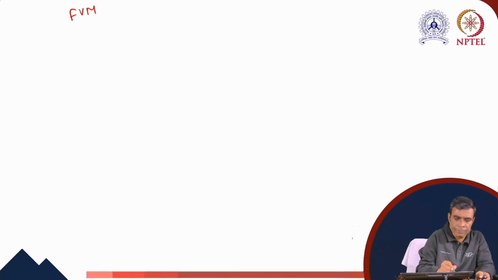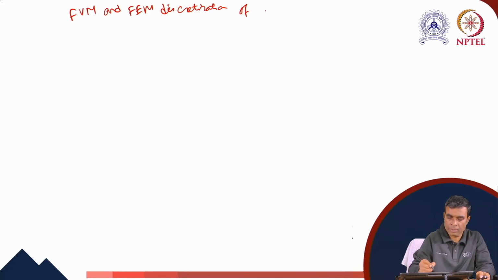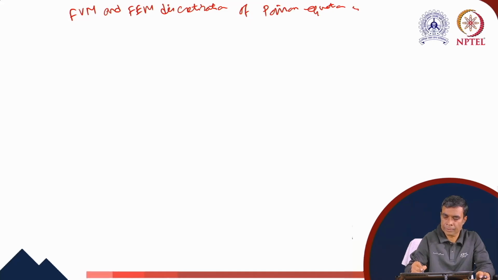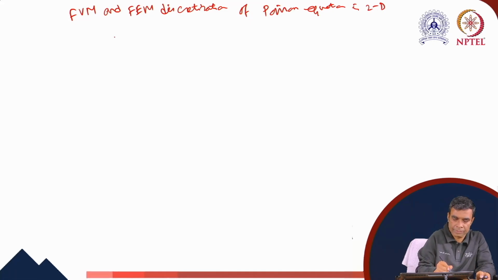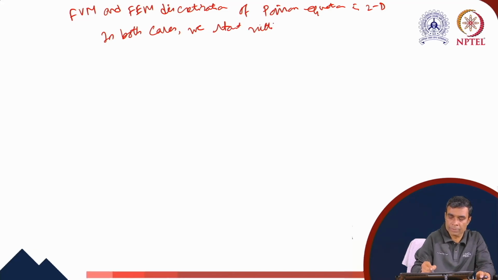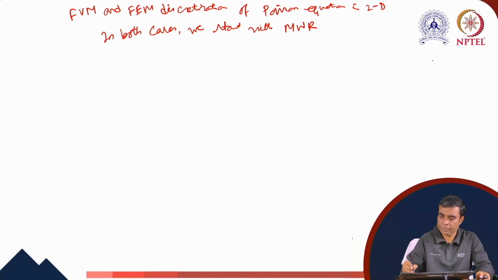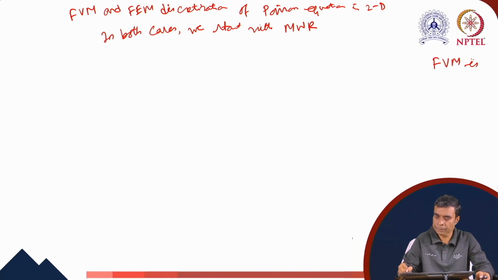So FVM and FEM discretization of Poisson equation in 2 dimensions. In both cases, we start with MWR. Here we mention that FVM is a special case of FEM.